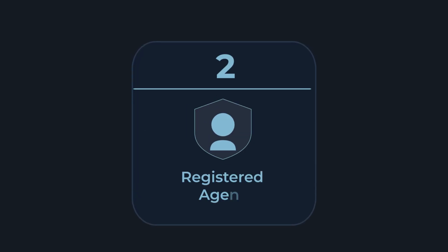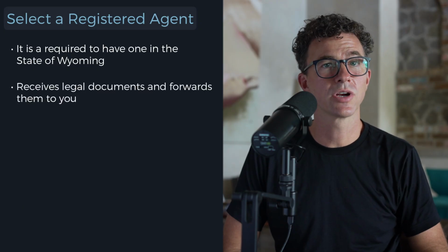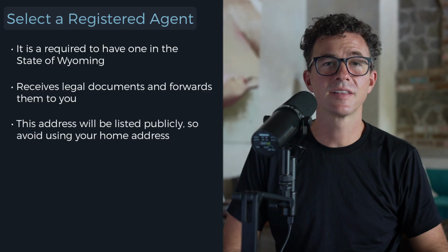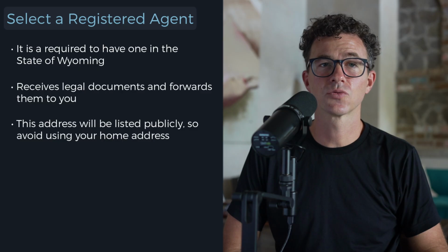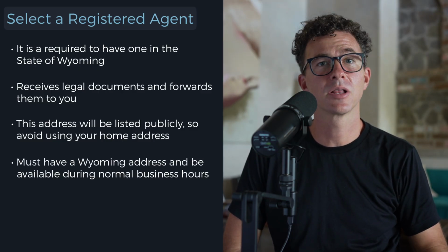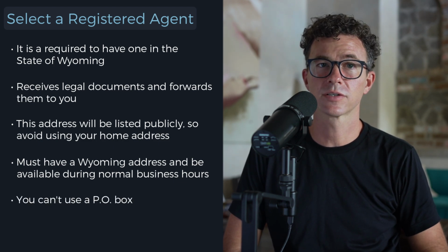Step 2, select your registered agent. Every Wyoming LLC is required to have one. Your registered agent receives legal and state documents on your behalf and forwards them to you. Keep in mind that this address will be publicly available, so I wouldn't recommend using your home address as your registered agent's address. Your registered agent must have a Wyoming address and be available during normal business hours, Monday to Friday. You cannot use a P.O. box.